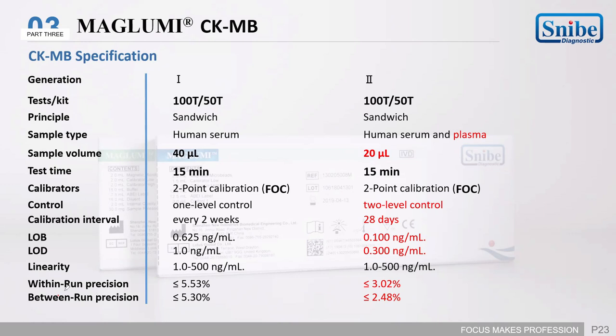So within the run precision, this is called a simple precision, and between the run, which is called a complex precision. The complex precision is improved in this assays from 5.53 to 3.02, and then complex precision from 5.30 to 2.48, which shows that the next generation assay of our CKMB is improved and much, much better than the first generation. And if we compare with the other competitors like Roche, Abbott, and Siemens, we can review that.